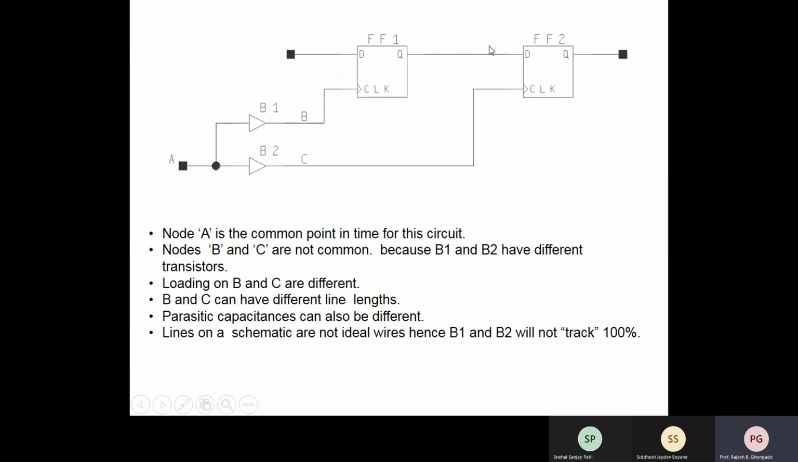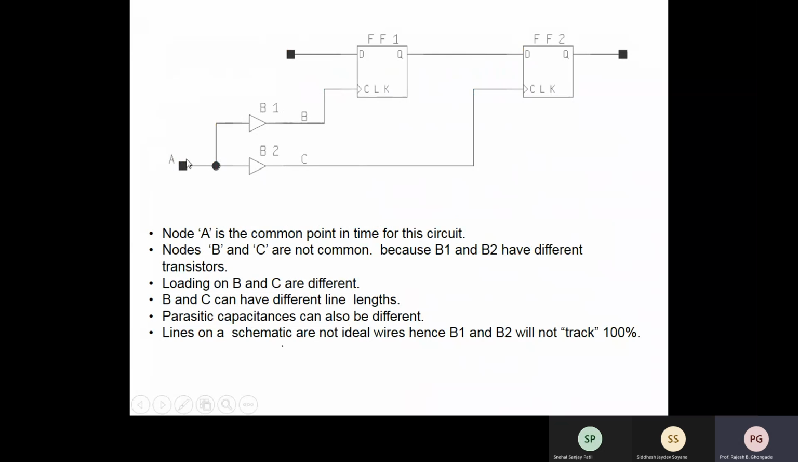As you can see here, there are two flip-flops, and clock A is going to this flip-flop as well as this flip-flop. So node A is the common point in time for this circuit. Nodes B and C are not common because they have different drivers in the path. B1 and B2 are the two different drivers. Naturally, loading on B and C can be different. They also can have different line lengths. As you can see, the physical line length is different here than for this flip-flop. Parasitic capacitance also will be different. So lines on a schematic are not ideal wires. Hence B1 and B2 will not track 100%.